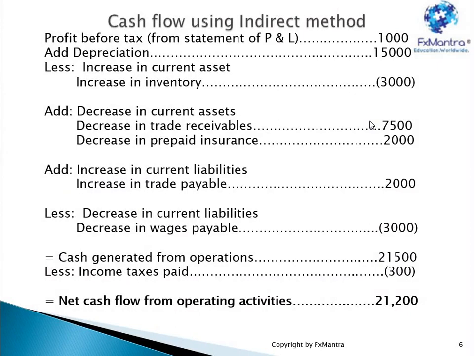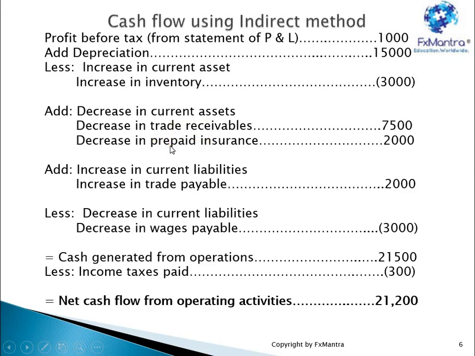Then we come down to your format. Try to start putting in things in the format. We saw that the profit before tax from the statement of profit and loss account was $1,000. We add back the depreciation from your profit and loss account for 15,000. Inventory has increased. It is an increase in the current asset to be subtracted. Likewise, trade receivables and prepaid insurance have faced a decrease.